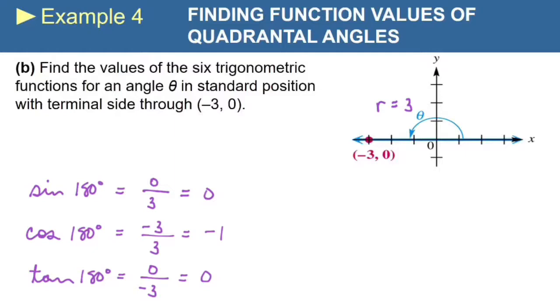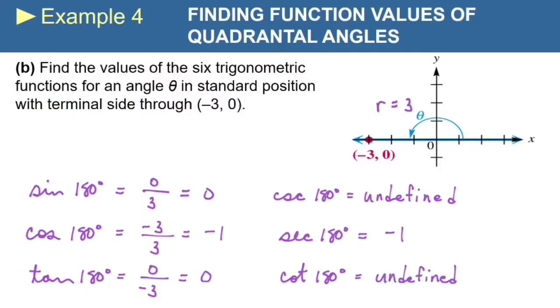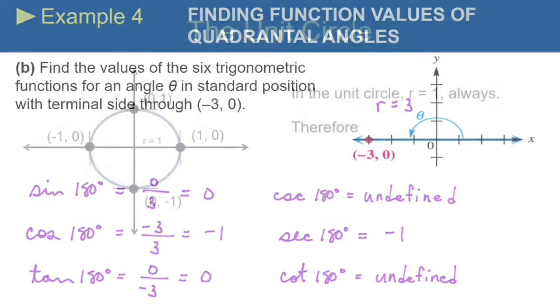For the other 3 functions, we'll just use reciprocals. The reciprocal of sine is cosecant, so the reciprocal of 0 is going to be undefined. And the reciprocal of cosine is secant, so the secant of 180 degrees is the reciprocal of -1, which is -1. And the reciprocal of tangent is cotangent. So the cotangent of 180 degrees is going to be the reciprocal of 0, which is undefined.